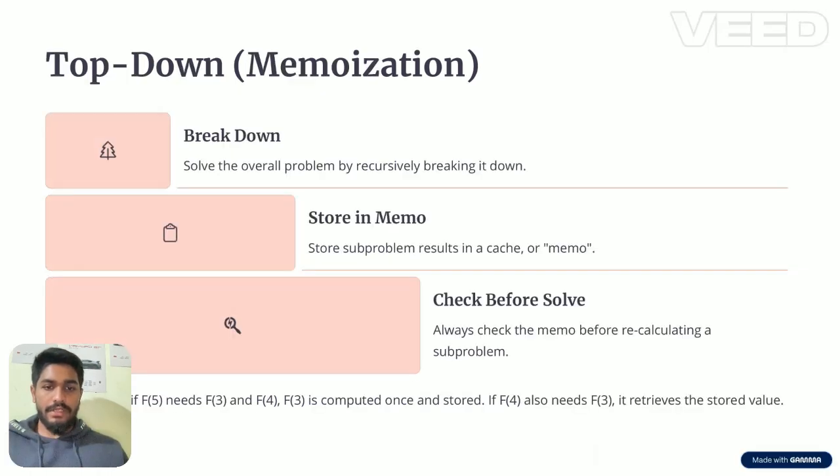Top-down memoization. Breakdown: solve the overall problem by recursively breaking it down. Store in memo: store the subproblem result in a cache or memo. Check before solve: F5 needs F3 and F4. F3 is computed once and stored. If F4 also needs F3, it retrieves the stored value.